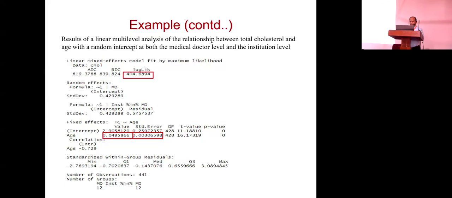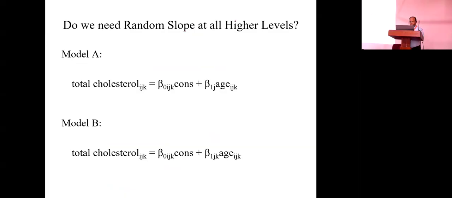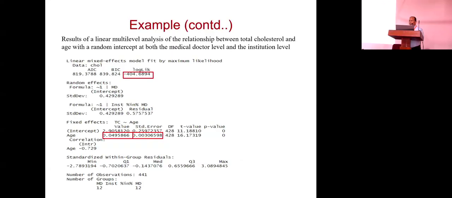Okay. So which gives you the log likelihood 404. I remember the 404 for which model? Do you remember? Doctor's level? Yeah. So absolutely no change between random intercept at the institution level and random intercept at the doctor level. But we need to study the change. This is model A, the doctor level random intercept and slope. Do we need random slope at higher levels? First of all, the question is, do we need a random intercept at the higher level at all? That is something which needs to be resolved.